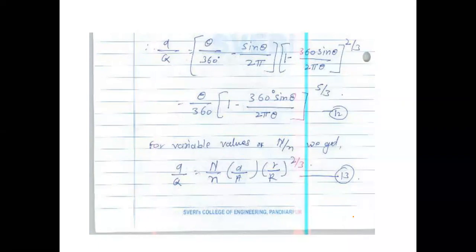Then 1 minus 360 sin theta upon 2 pi theta raised to 2 by 3. Now q upon capital Q is equal to, further it is solved by taking out a common factor, theta upon 360. So the first factor becomes 1 minus sin theta into 360 upon 2 pi theta, raised to 5 by 3.